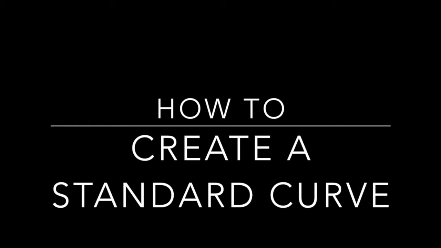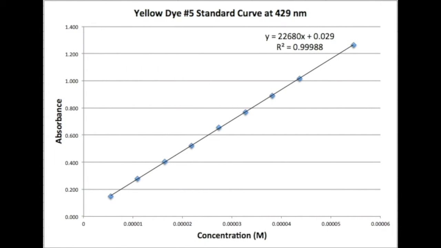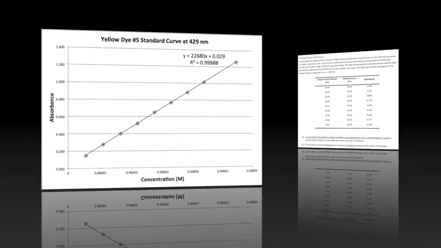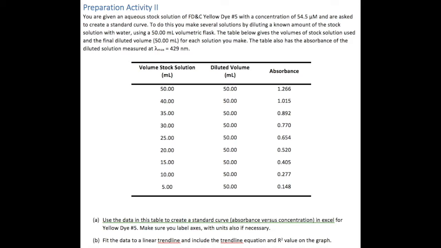In this tutorial, we will be demonstrating how to make a standard curve using Excel and explain why this curve is useful in experiments you will be performing throughout the course. In order to demonstrate the process of making a calibration curve, we will use data from the Absorption Spectroscopy Pre-Lab.